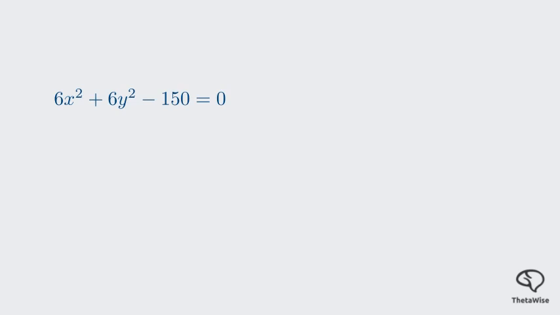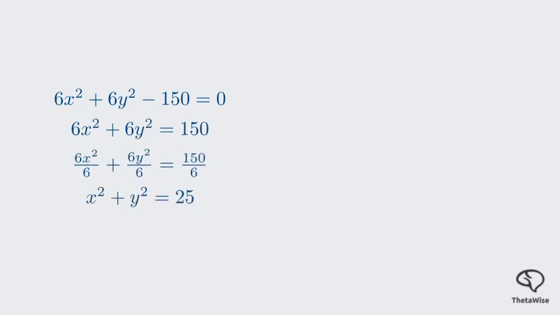To make it easier to work with, let's rewrite it in the standard form of a circle, which is x squared plus y squared equals r squared. First, we add 150 to both sides of the equation. This gives us 6x squared plus 6y squared equals 150. Next, we divide every term by 6 to isolate the x squared and y squared terms. 6x squared divided by 6 is x squared. 6y squared divided by 6 is y squared. And 150 divided by 6 is 25. So our equation becomes x squared plus y squared equals 25.